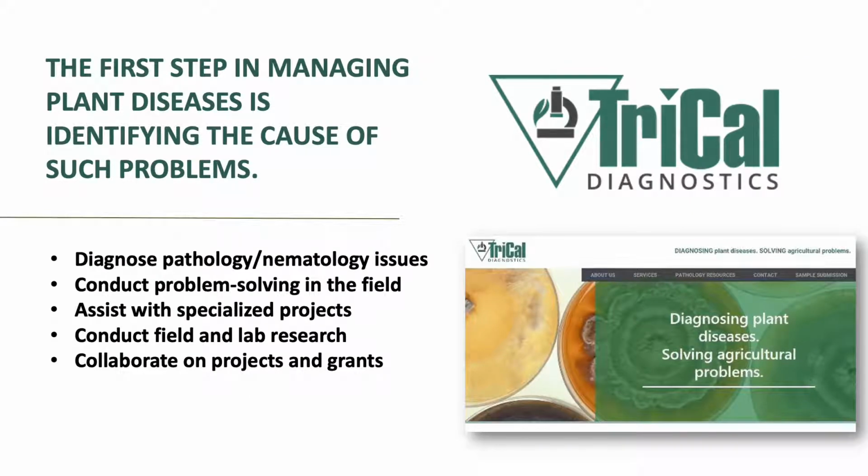At Trical Diagnostics, we offer disease and plant problem identification services to growers, field personnel, pest control advisors, homeowners, general public, and pretty much anyone throughout and beyond California. We diagnose pathology nematode issues for growers. We conduct problem solving in the field by collecting soil samples, assisting with specialized projects, conducting field and lab research, as well as collaborate on projects and grants.